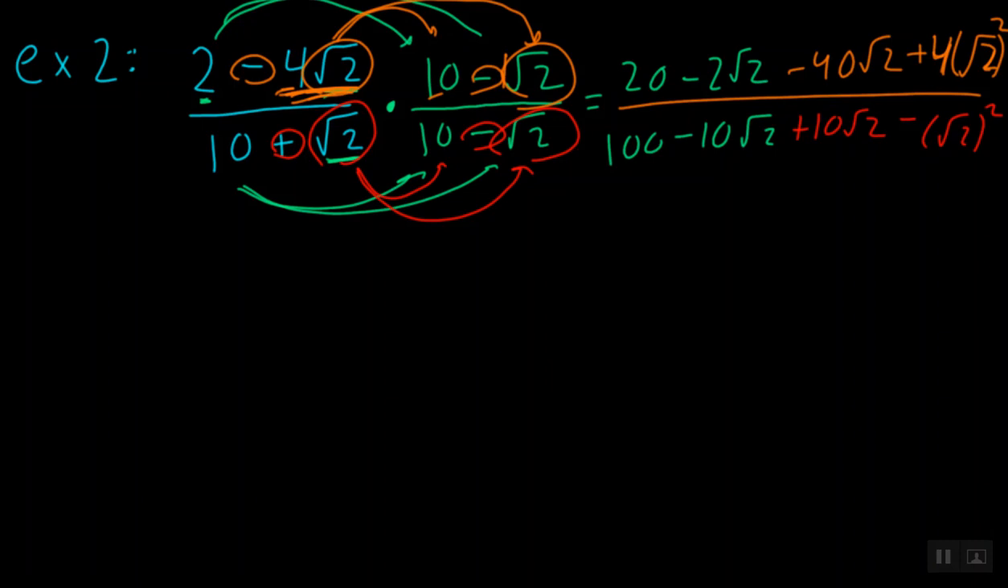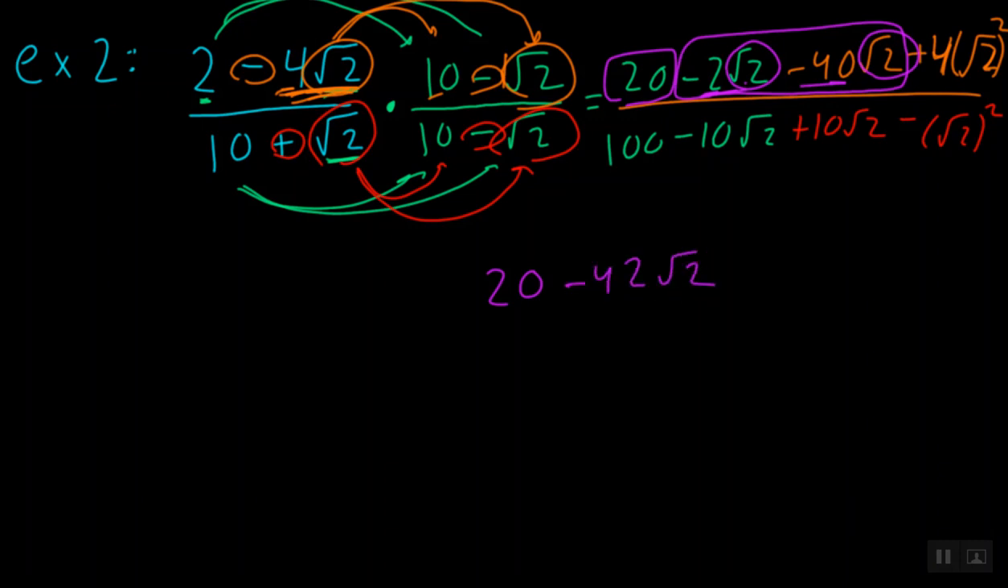So let's start out with the top, and I'm going to do the top in this nice shade of purple. Here, we see that the 20 does not have any more constants or integers it can combine with. So I'm going to write 20 right there. But I see a negative 2 square roots of 2 minus 40 square roots of 2. Since this is the square root of 2 and that's the square root of 2, we can treat these like like terms. And so negative 2 minus 40 is negative 42 square roots of 2.